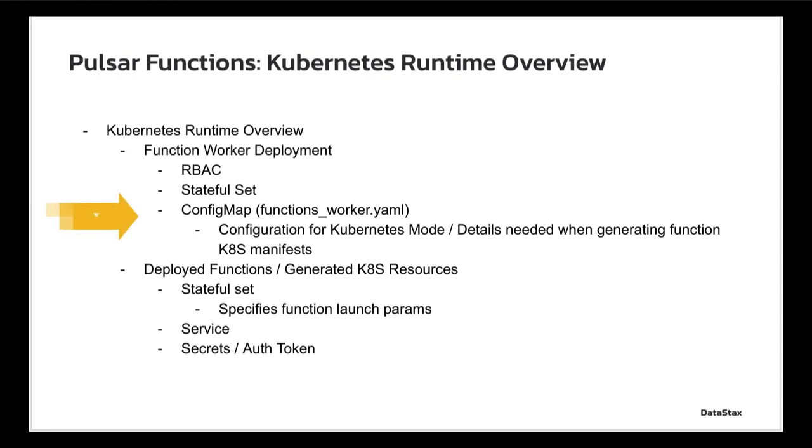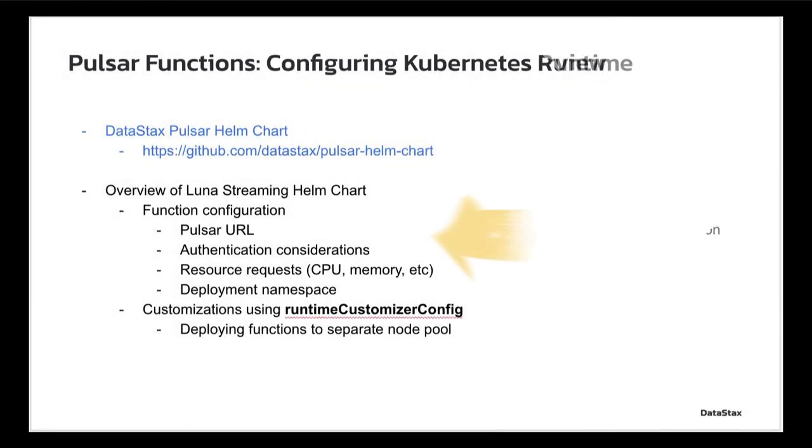All of the options for configuring the Kubernetes runtime are specified in the function worker YAML configuration file, whose contents are defined in the config map. Some of the options include details for spawning new functions in the cluster like memory and CPU requests, the target namespace into which the function resources will be deployed, the destination Pulsar URL, authentication details for functions to connect to Pulsar, and any Kubernetes labels and or taints required to deploy functions to select nodes within the cluster.